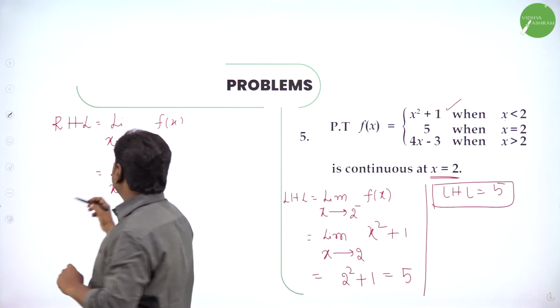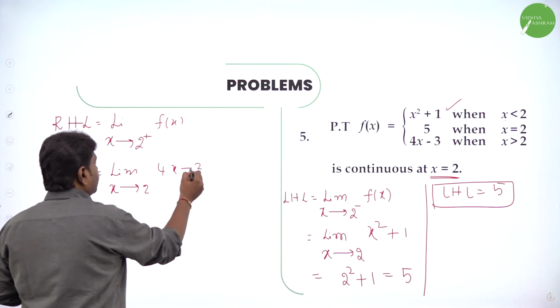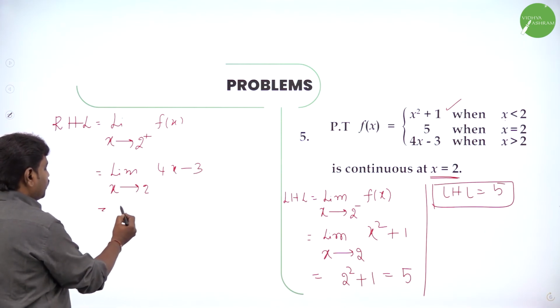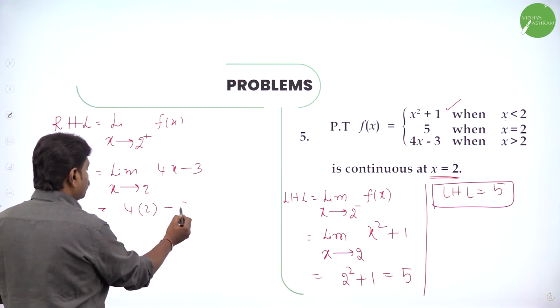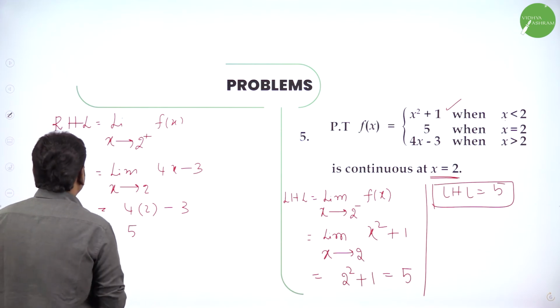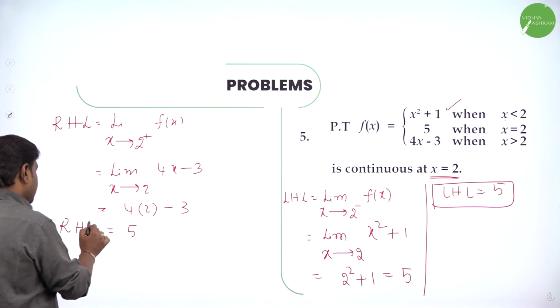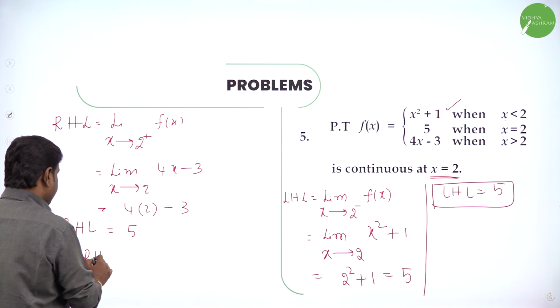4x minus 3. So now in the place of x put 2, then it will become 4 into 2 minus 3. 4 twos are 8, 8 minus 3 is 5. So now RHL you got. What is RHL? Right-handed limit. So right-handed limit is 5.